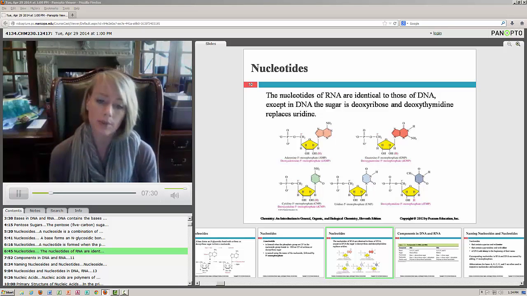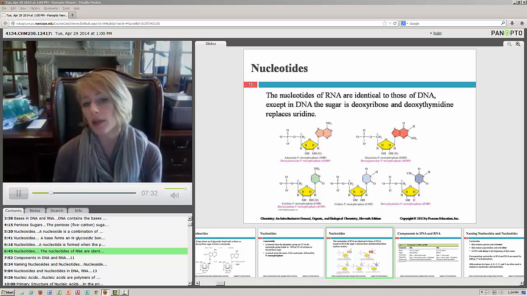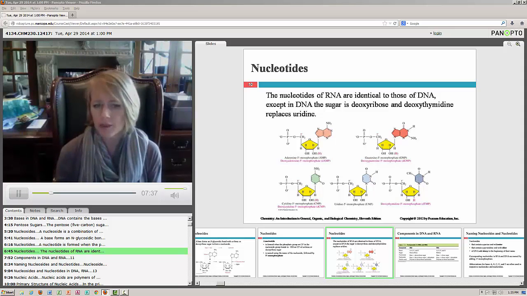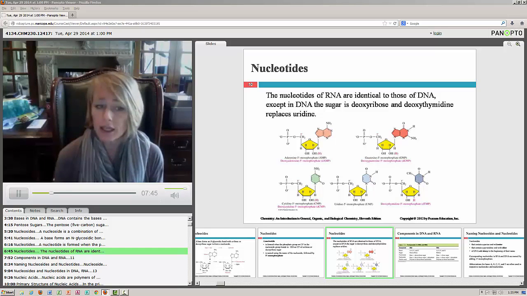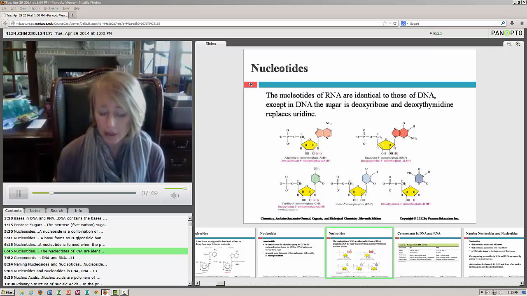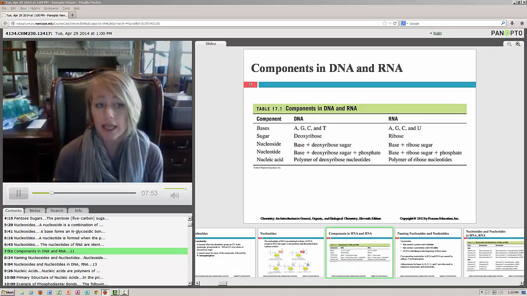And so if you're seeing some similarities between this and biology, you should. Okay, so you can take a look at these, spend some time looking at them and see how they're naming them. But you notice that when we have a purine present, the ending of the base name is going to end in SINE. And when we have a pyrimidine present, it's going to end in DINE.